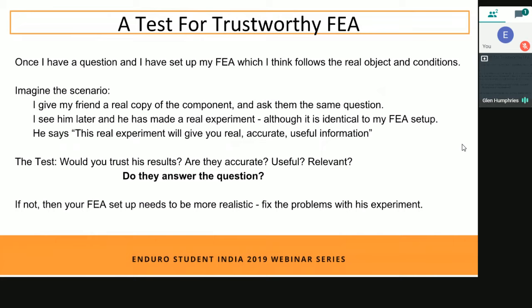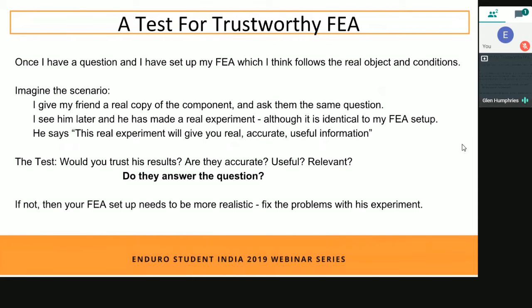Now, imagine a scenario where I actually have a real copy of this component, a suspension arm or a chassis or a gear or whatever, and I give the real component to my friend, and I ask them to solve the same question that I'm trying to answer. And I don't tell him anything else, and off he goes. And I come back a week later, and he says, "Okay, I've made a real-world experiment. It's set up in my workshop," and it just happens that his setup is identical to the way my FEA has been set up.